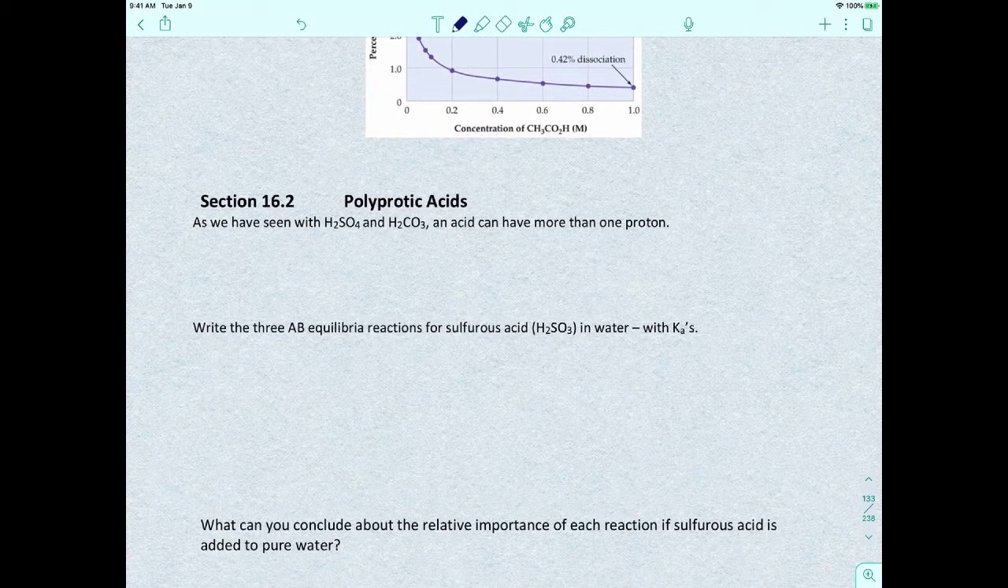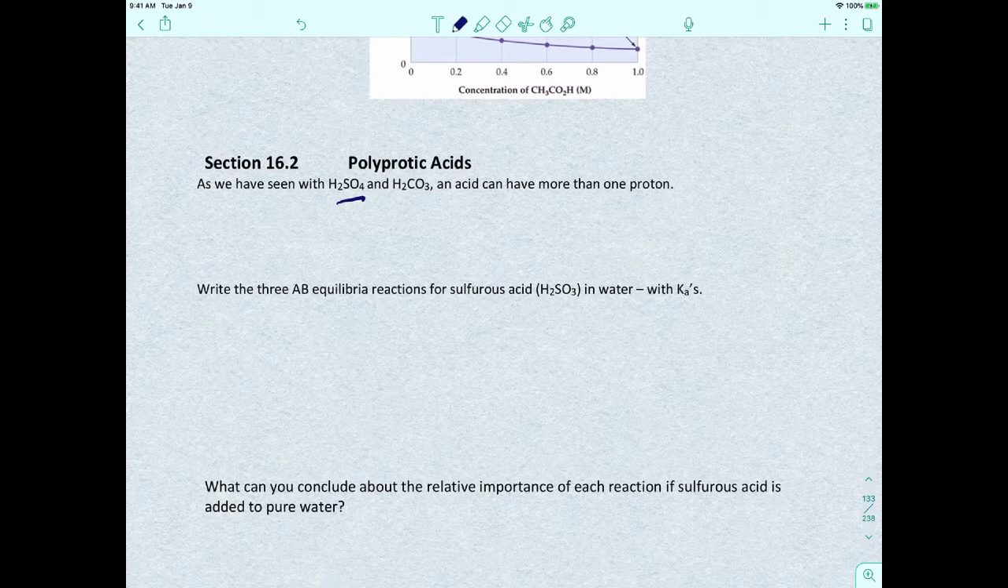Now, some classes could potentially spend a lot more time on polyprotic acids. Because time is pretty short for the summer, I'm gonna keep things pretty straightforward. So I'm gonna give you the quick and dirty version of polyprotics. All we've dealt with right now is monoprotic acids, where there's one proton. But if you get into sulfuric or phosphoric or carbonic acid, you've got more than one proton. So let's take a look at sulfurous acid, H2SO3.